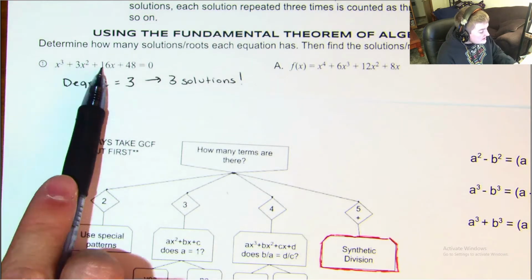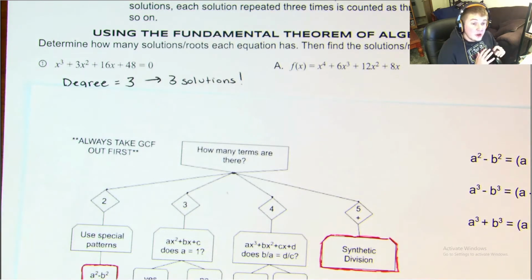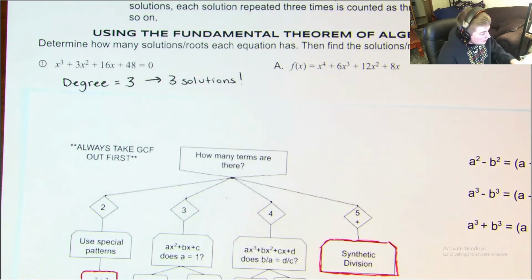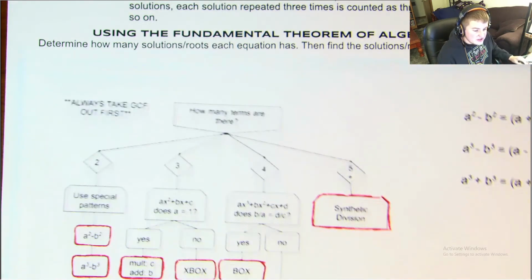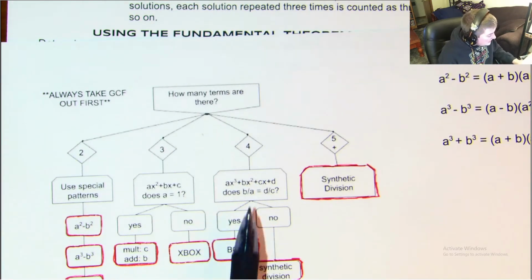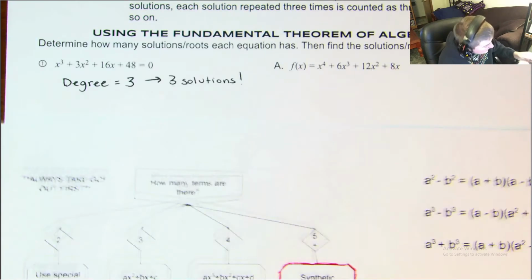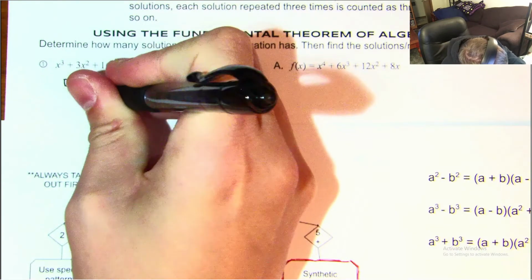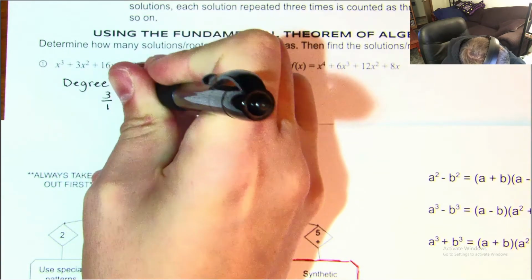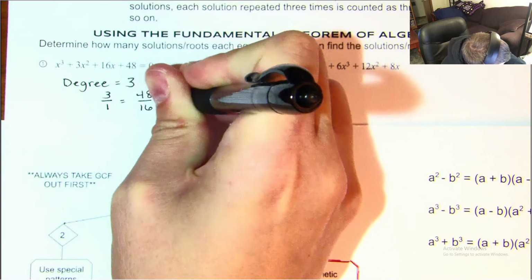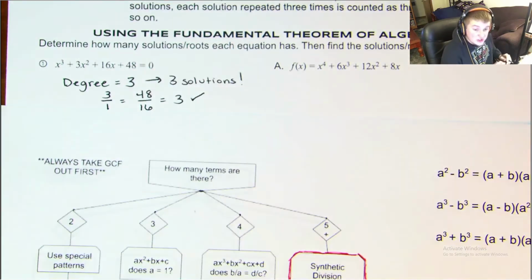The terms are 1, 3, 16, and 48. No greatest common factor there, so I'm going to answer how many terms there are. 1, 2, 3, 4. There's 4 terms. So that means I can answer the question, does b divided by a equal d divided by c? So is 3 over 1 equal to 48 over 16? Well, 48 over 16 is 3, so these are all equal to 3. So the answer to that question is yes.